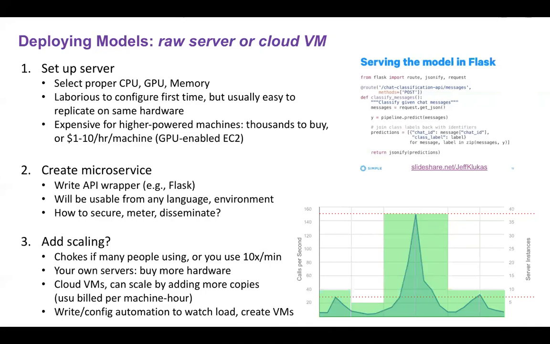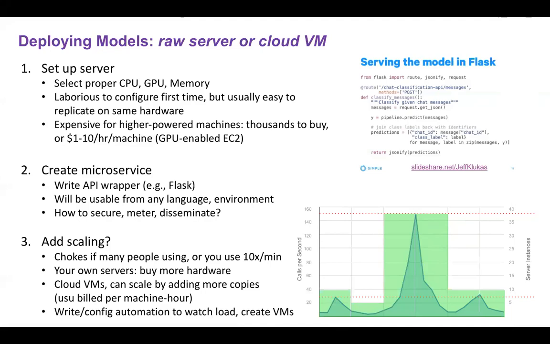So again, if you're dealing with that one server, low usage, great. But as soon as you get hundreds of people using it, or if you yourself are using it a lot, like 10 or 100 times per minute, if it's some kind of high volume predictor, that server is going to start to choke. And what you're going to need to do is scale out more servers, and put some kind of load balancer in front of them, right?